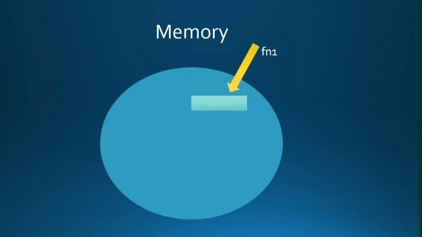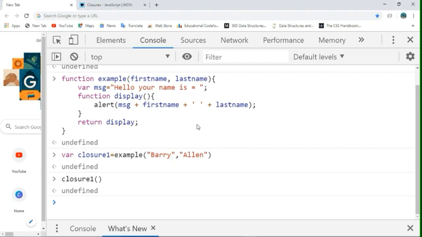Okay, and this container does not get deleted even after the execution of the function. It will always be available whenever we want to use this closure in the future. Similarly for function 2, for function 1, you can create so many closures. It will just create small containers in your memory, and it will always be available whenever you need them.